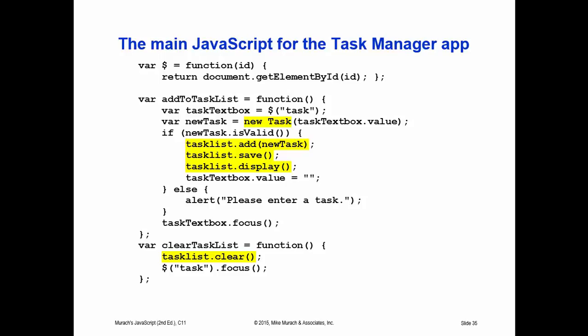The display method also needs the div element for the tasks, and that's passed to the object in the display div property. The last 3 statements in the onload event handler call the load and display methods for the task list object. So again, we're working through this utilizing objects.